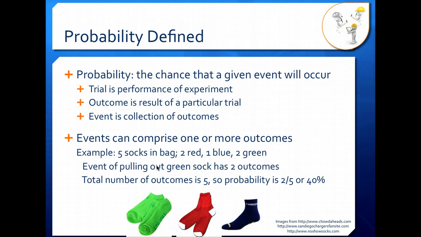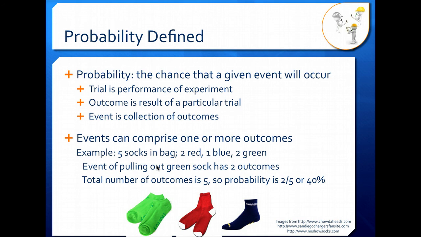Probability is the chance that a given event will occur. For example, if you think of flipping a coin, you've heard the probability of getting heads is 50%. A trial is the performance of an experiment, so that would be the actual flipping of the coin. The outcome is the result of a particular trial, so for a coin flip, that would be getting heads or tails. And then the event is a collection of outcomes. Now these events can have one or more outcomes.